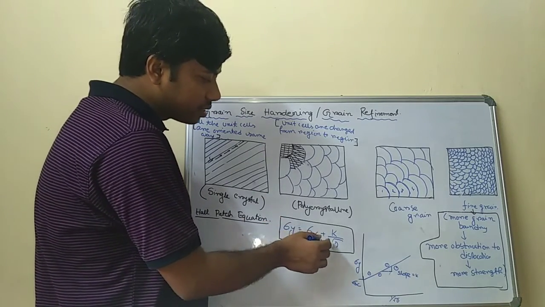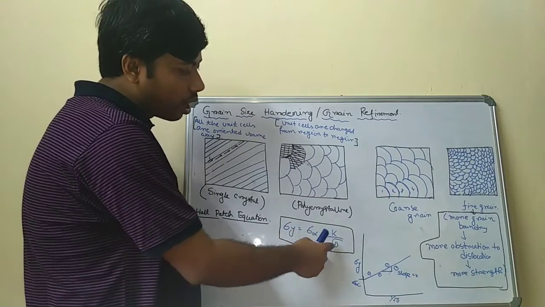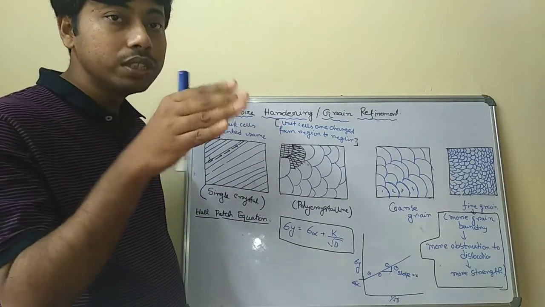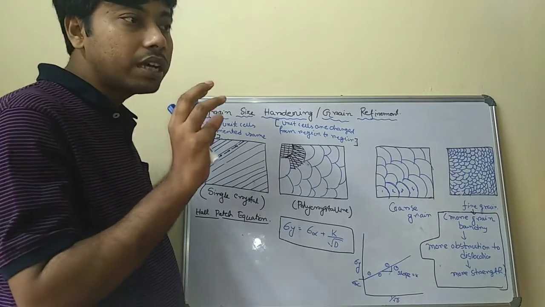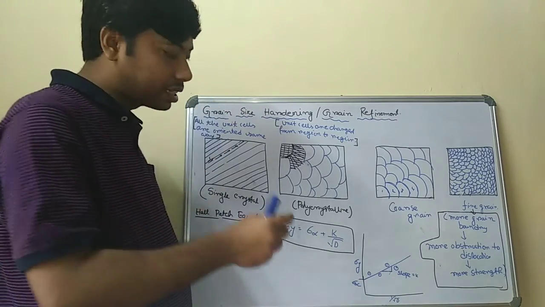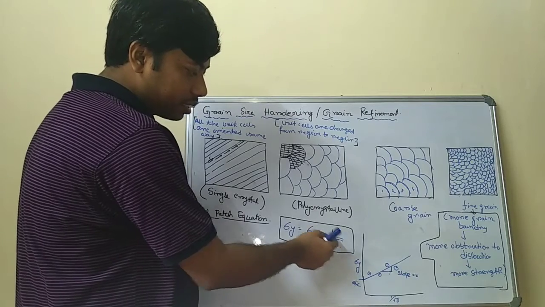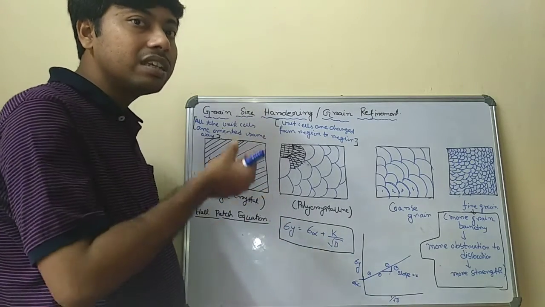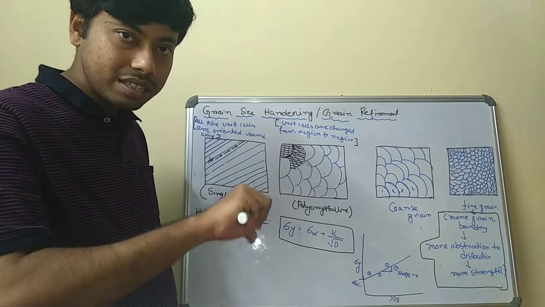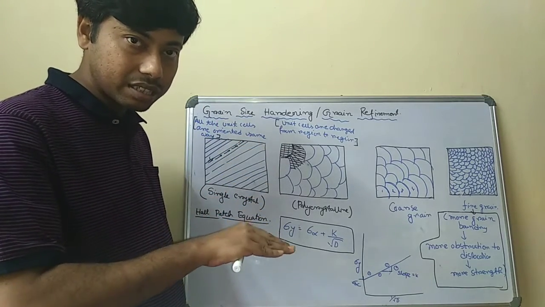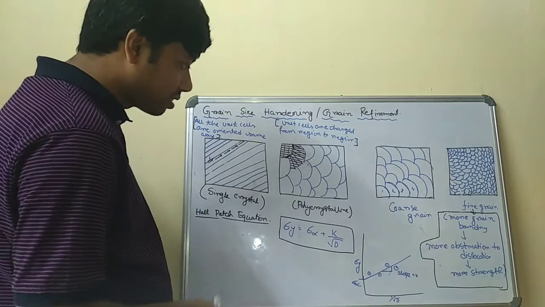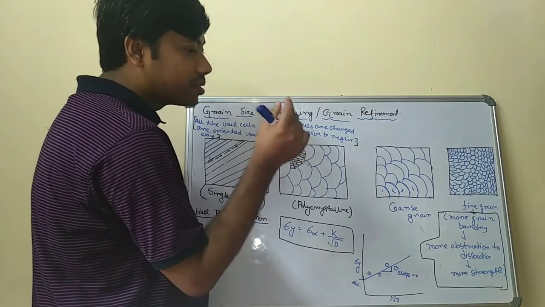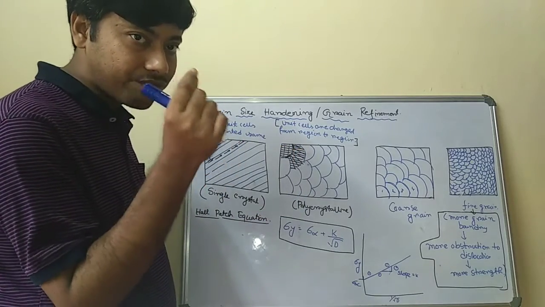Sigma y is related to 1 by the square root of d, that means it is inversely proportional to the square root of d. So if the diameter of the grain is decreased, sigma y will increase. If d is increased, sigma y is decreased, meaning the yield strength is decreased. What does it suggest? It suggests that if the diameter of the grain is small, that means the grain is fine grain.